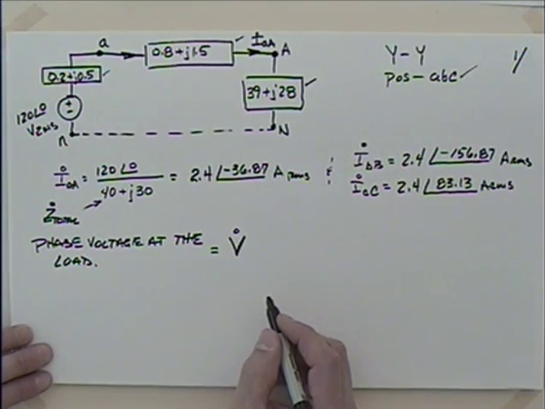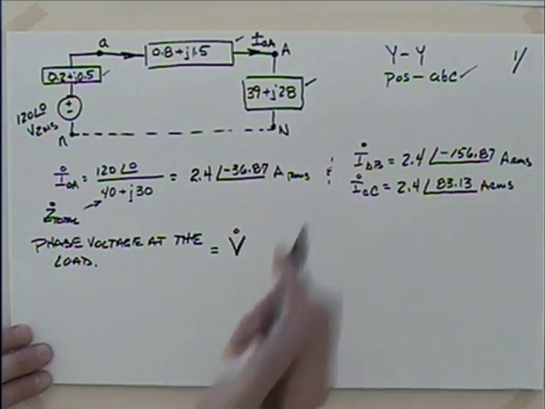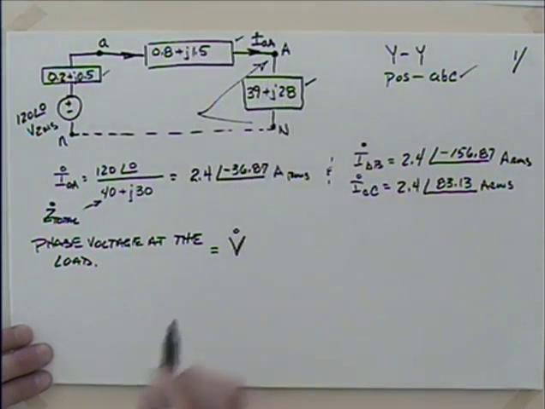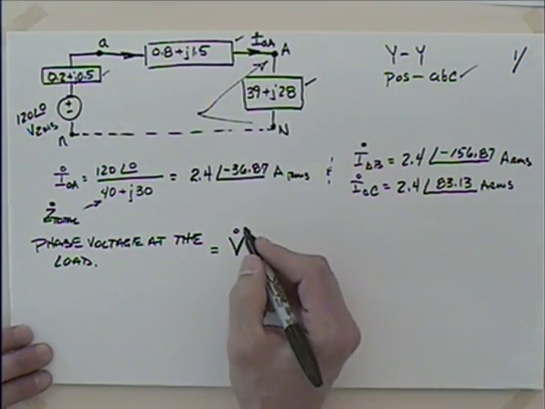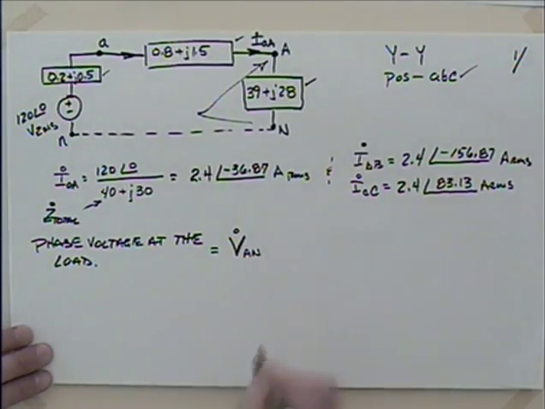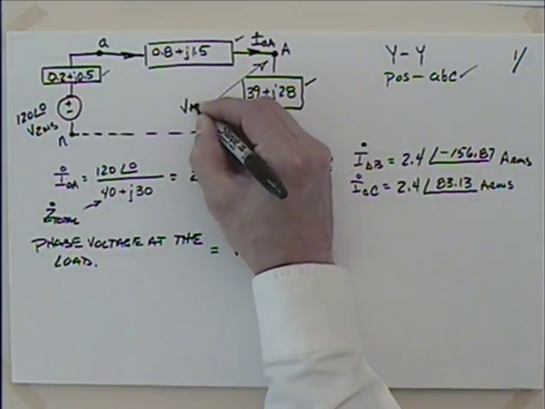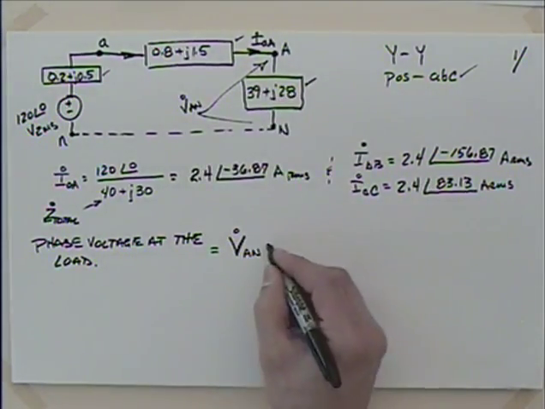What's the phase voltage at the load? Well, we know phase voltage is from line to neutral, right? Okay, so it's probably going to be that. What would we call that? AN. Voltage at A, capital A, across the load with respect to capital N. Voltage AN. Right there. Okay, so that's what we're looking for.